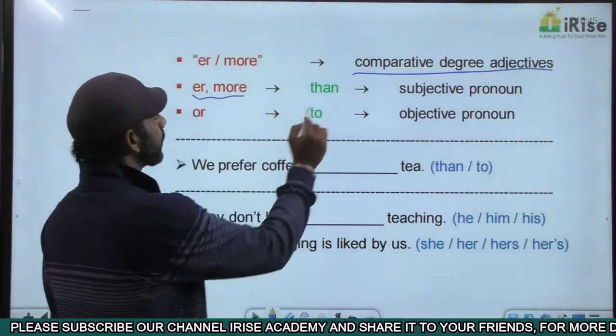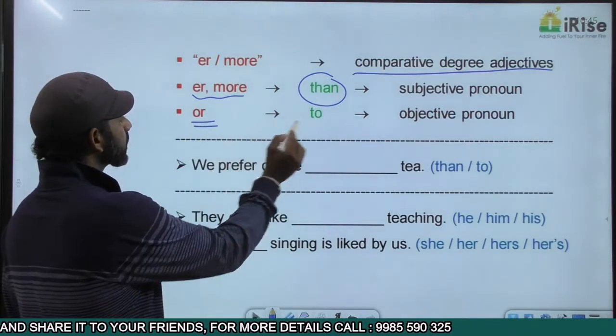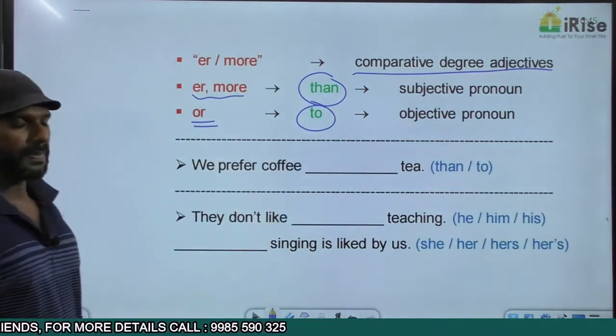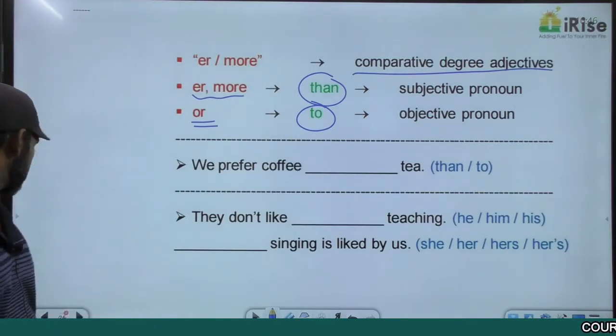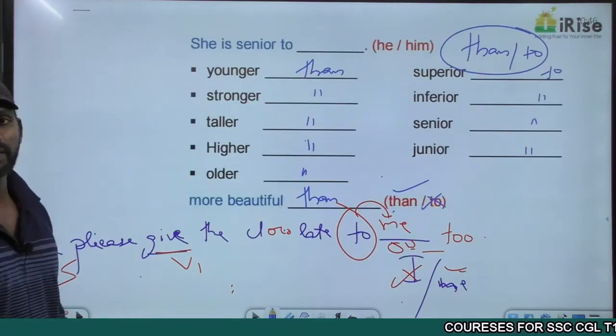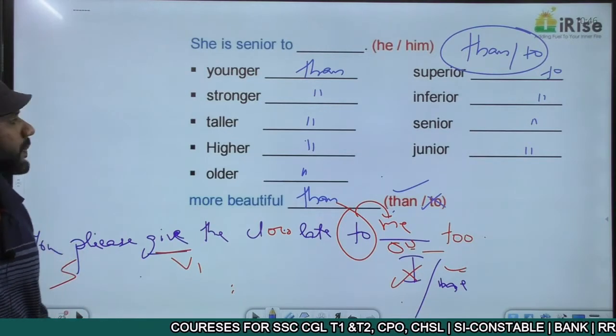ER words and more words will be followed by than. OR words will be followed by to. OR words means senior, junior, superior, inferior. So ER words and more words, comparative degree adjectives, are followed by than. OR words are followed by to.